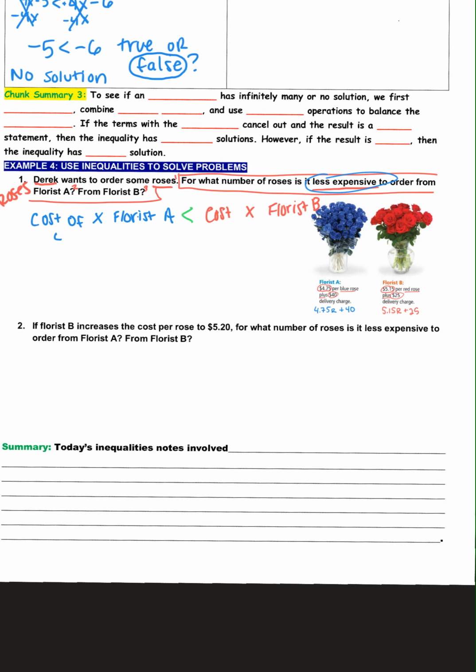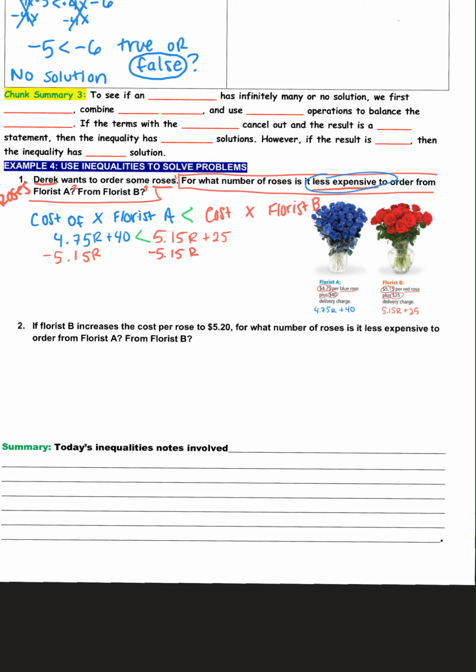So I'm going to get 4.75 R plus 40 is less than $5.15 R plus 25. All right, now all I gotta do is move things around. So I'm going to move the 5.15R just out of habit. I always move this stuff from the right to the left. You don't have to, but I always do.